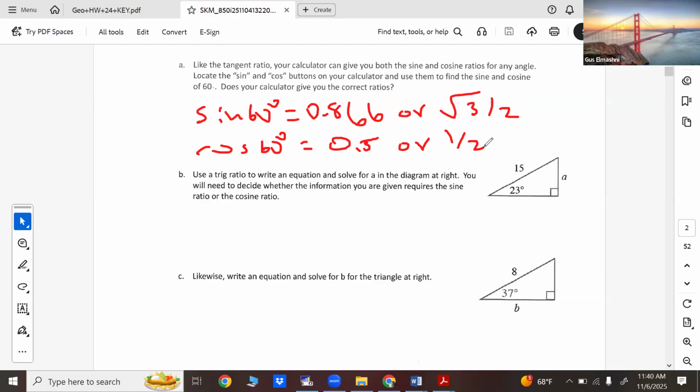But what Peter said, when I did 2 and 4, fine. I did 2 and 4, that's still 1/2. I still got the same ratio for sine 60. But I did opposite over hypotenuse. When do you use sine and when do you use cosine? Now we're gonna do it. We'll talk about it right now. So let's look at part B.